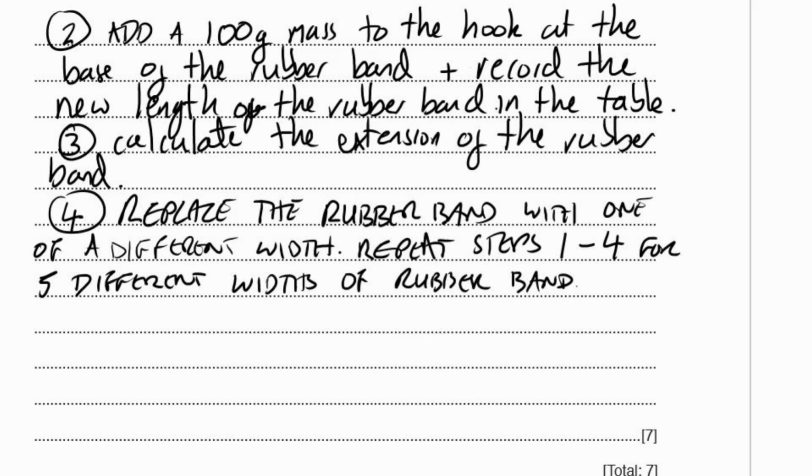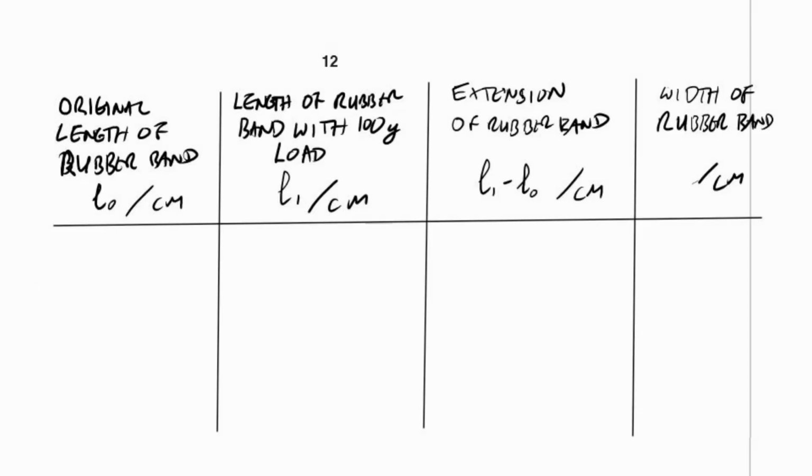Now let's design the table we want to use. So there we go, there's my table. I'm going to record the original length of the rubber band, L0 in centimetres, and that should be 20.0 for all of them. In fact, you could even fill in that column. The next column is the length of the rubber band with a 100 gram load. Then the extension of the rubber band, and it's quite important to show how we're calculating the extension. And finally, the other very important piece of information for this experiment, the width of the rubber band. I've got the units for all of those up in the top as well.